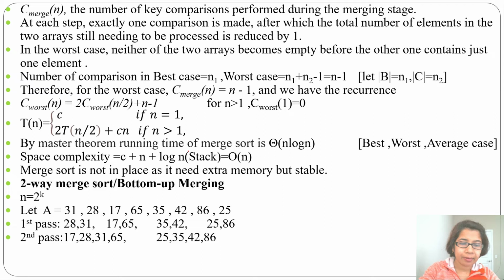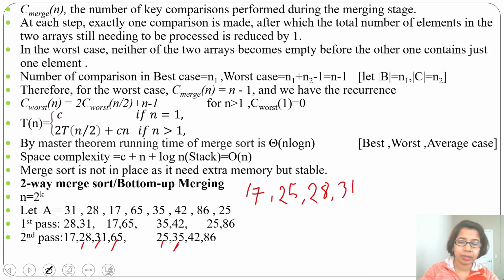Let's compare 17 with 25. 17 is less. Next we'll compare 28 with 25. 25 is less. Next we'll compare 28 with 35. 28 is less. Next we'll compare 31 with 35. 31 is less. Next we'll compare 65 with 35.